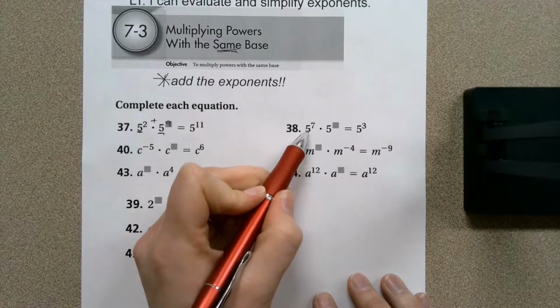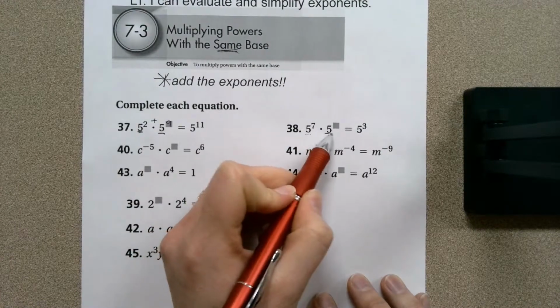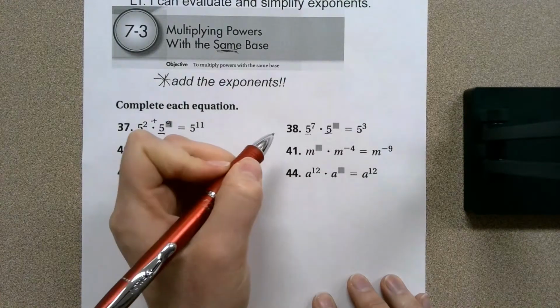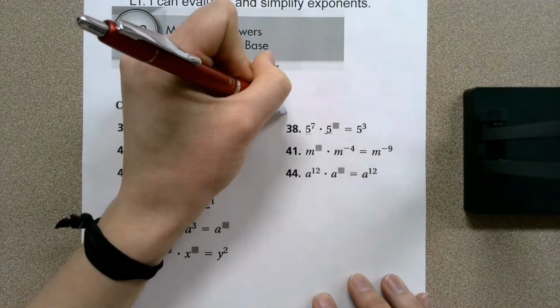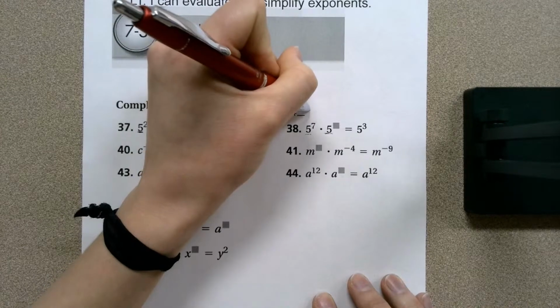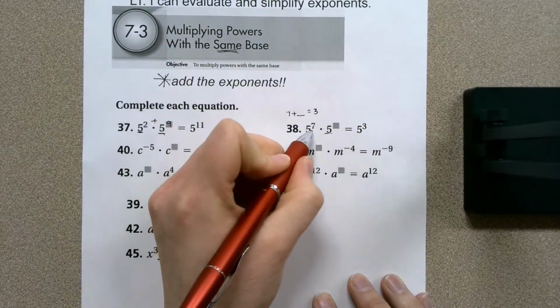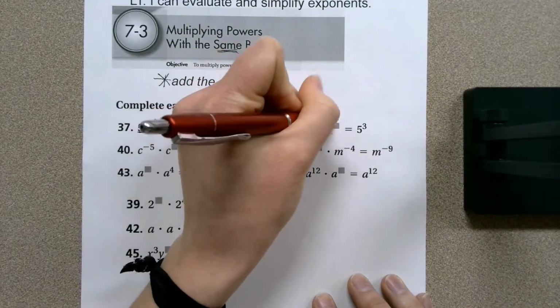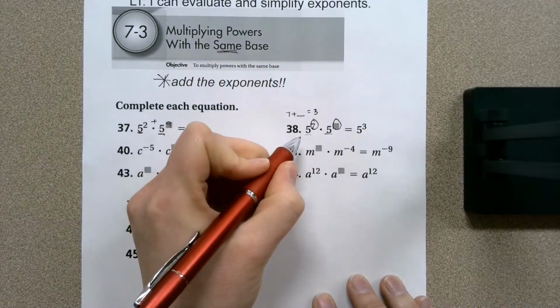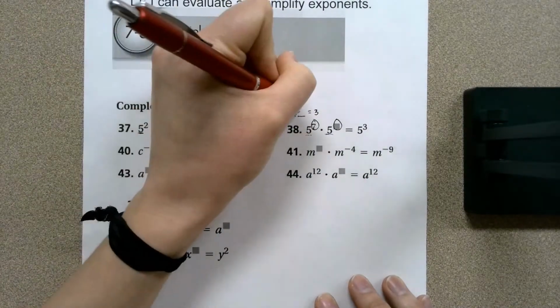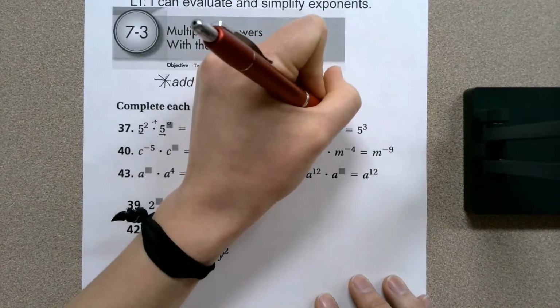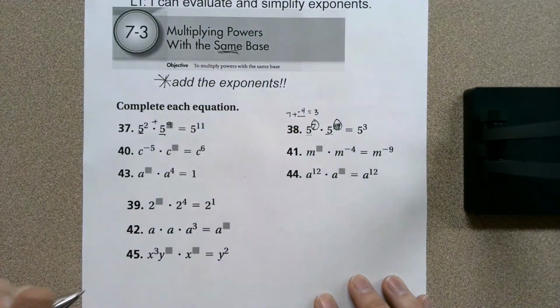For this one, again, same bases. They're like bases. 5 to the 7th power times 5 to what power gives us 3? We know that 7 plus a number has to equal 3. We're going to add the exponents because our bases are the same. So in this case, 7 plus what is 3? That would have to be negative 4. So we know negative 4 must be our exponent.